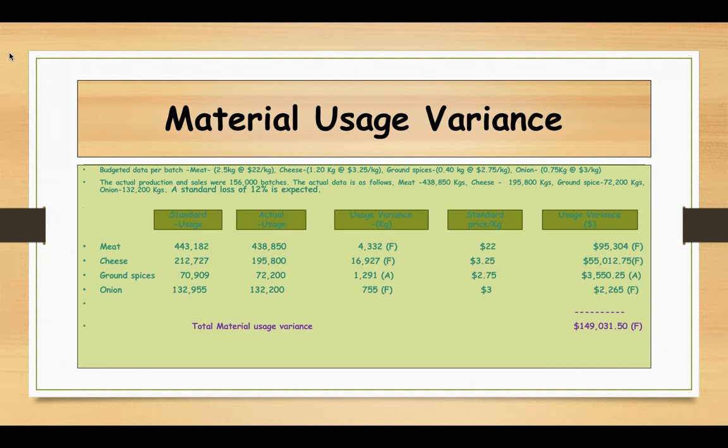So we got to bear in mind the loss. So that's why we have divided everything by the 88%. Say, for example, if the question says 10% is expected, then you got to divide it by 0.9 or 90%.